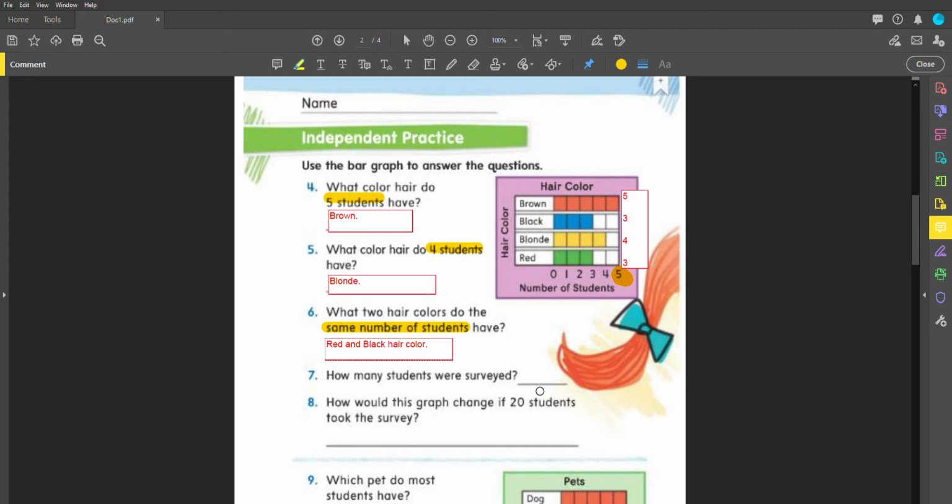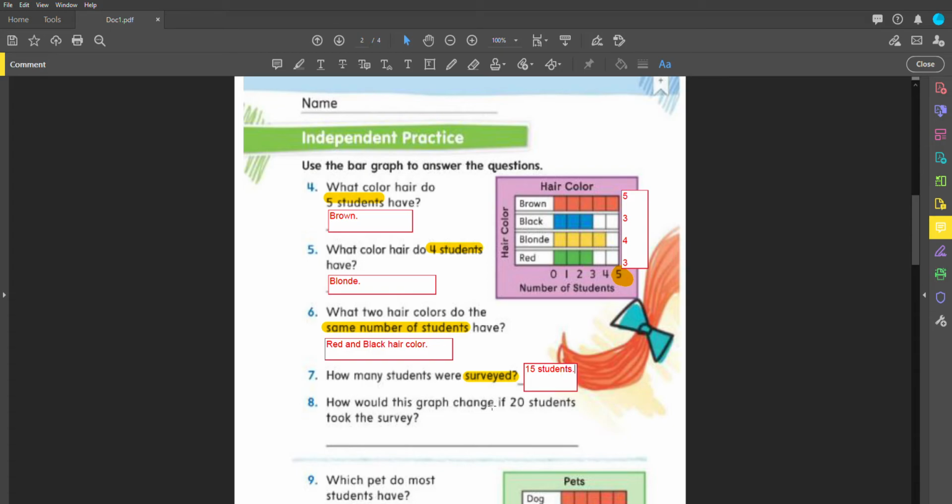How many students were surveyed? When they ask us how many students participated in the survey, that means we should count all the votes. If we have 5 votes here, 3 here, 4 here, and 3 here, let's see the total. 3 and 3 is 6, 6 and 4 is 10, 10 and 5 is 15. So, how many people participated? 15 students.